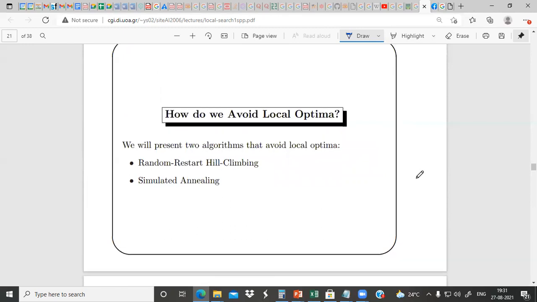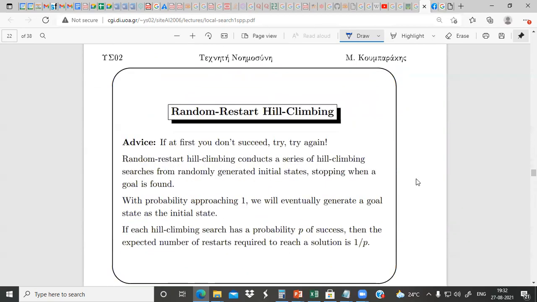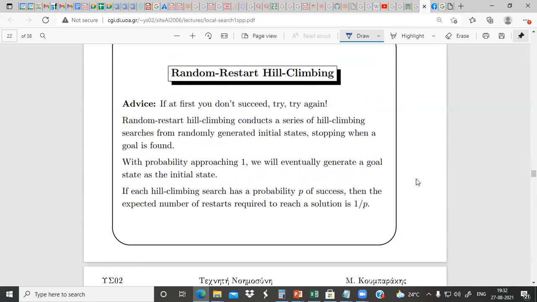Similarly, there are another two techniques to avoid local maxima. One is called the random restart hill climbing algorithm. The other one is called simulated annealing. The random restart hill climbing algorithm basically works on this concept: if at first you don't succeed, try again.